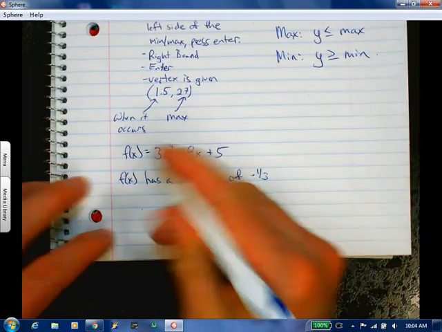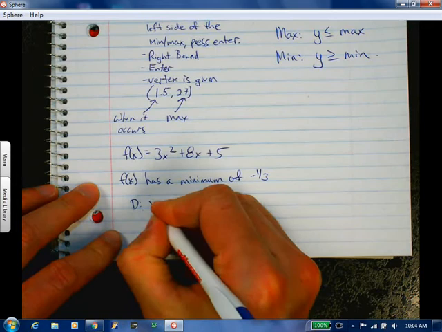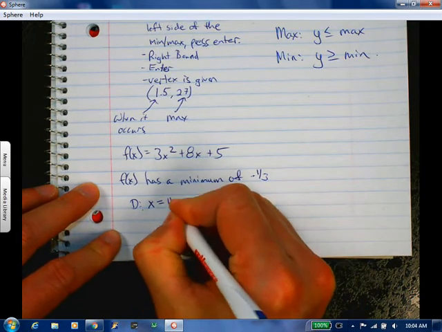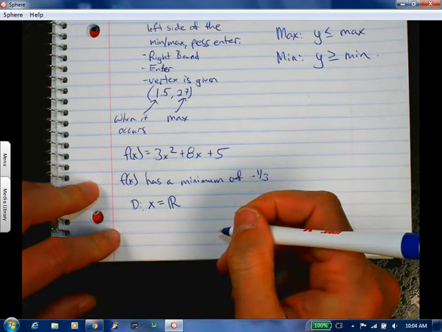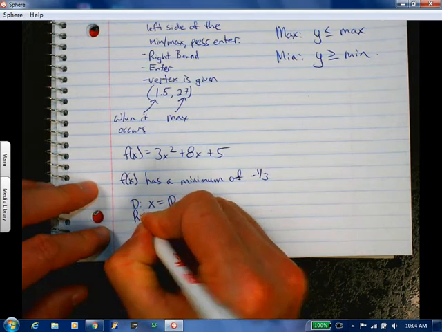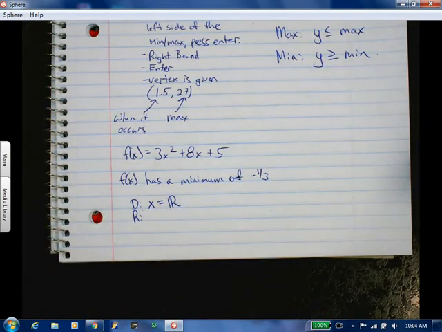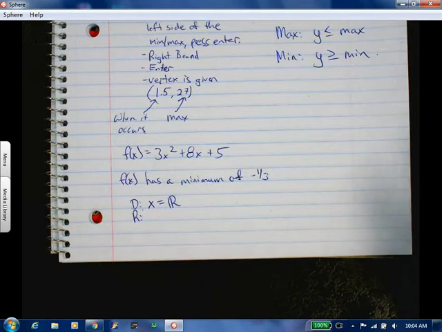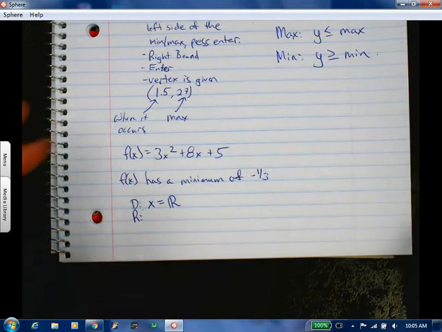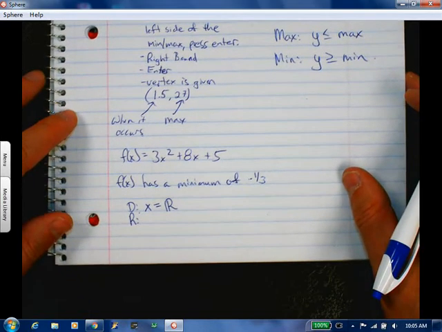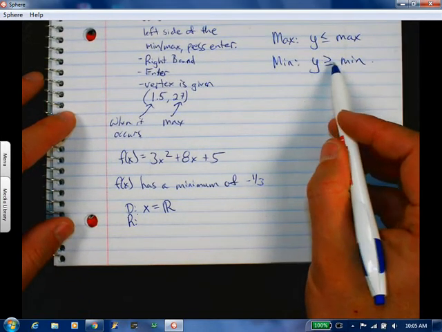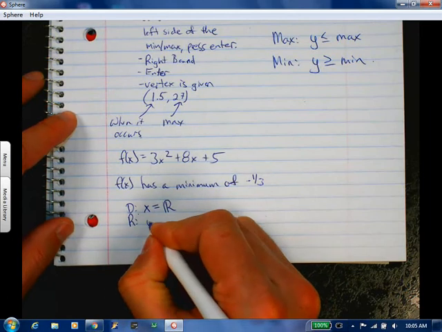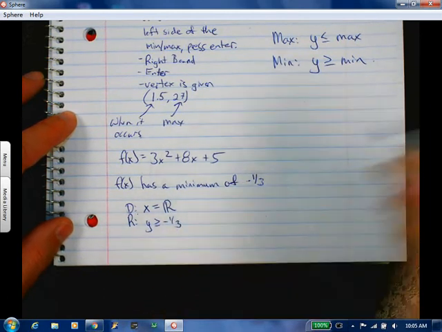Third. Domain. X equals all real numbers. All the time for this one. With quadratics, it's going to be all real numbers all the time, if it's a quadratic. Range, we have a minimum, so we want to use greater than or equal to negative 1/3. Just that simple.